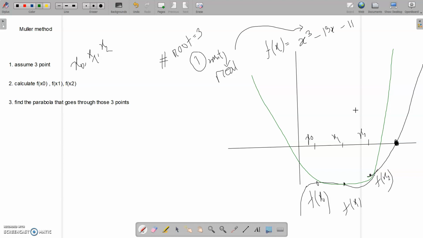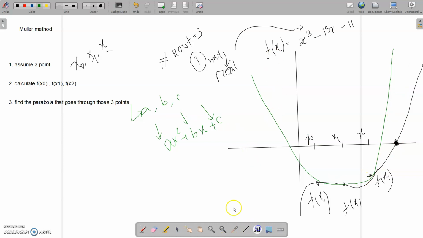What does it mean to find the parabola? You know the equation of the parabola, that is ax squared plus bx plus c. I have to find the values of a, b and c based on the parabola that goes through f of x1, f of x0 and f of x2. We'll look into how we can find these a little bit later. Once I find these, that means I have found the parabola.